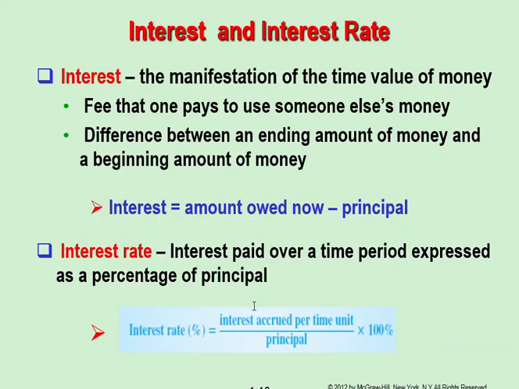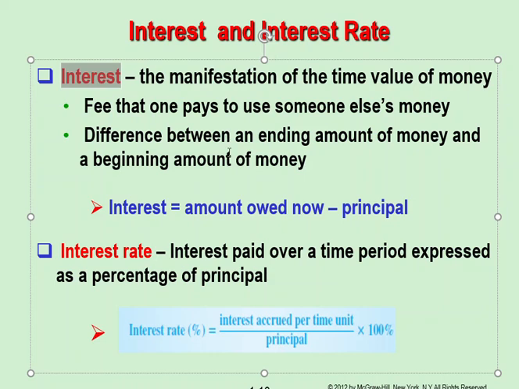Back to the formula here. What's interest rate? Interest paid over a time period, expressed as a percentage of a principal. So this is interest rate. That means you tell me 10% per year. If it were an amount, then I would call it just interest. So we have rate, we use this formula, and we have the amount of the interest.